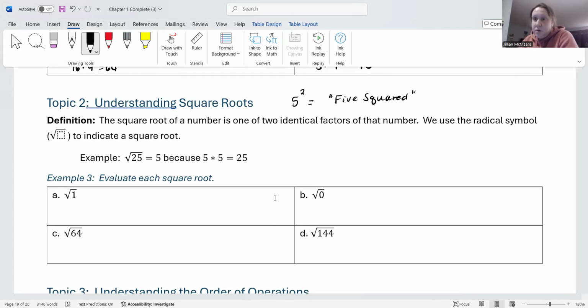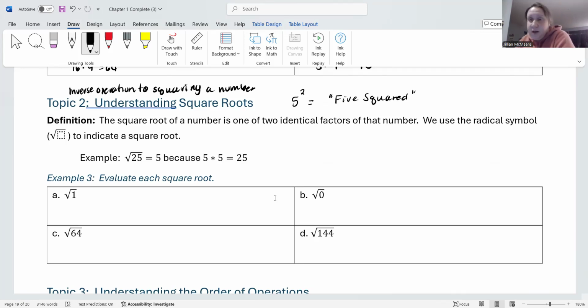So, understanding square roots. A square root is the inverse operation of squaring a number. Remember, in math, when we talk about inverse operations, these are things that will undo each other. Addition will undo subtraction, subtraction will undo addition. Multiplication and division undo each other. Squaring a number and finding a square root undo each other.